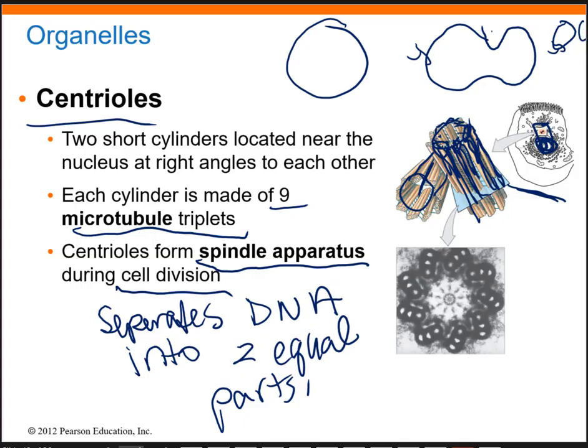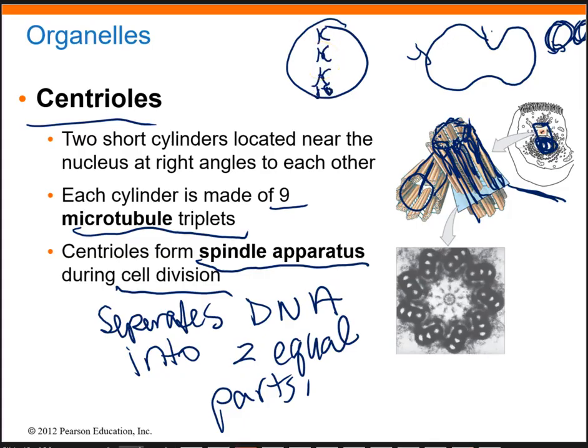When the cell divides, the first thing it does is replicate its DNA, because at the very end, both cells need a full copy of DNA. So the cell is going to copy its DNA, so it has 2 sets. And then that DNA lines up in the very middle of the cell like this, and you have one set on one side, one set on the other.